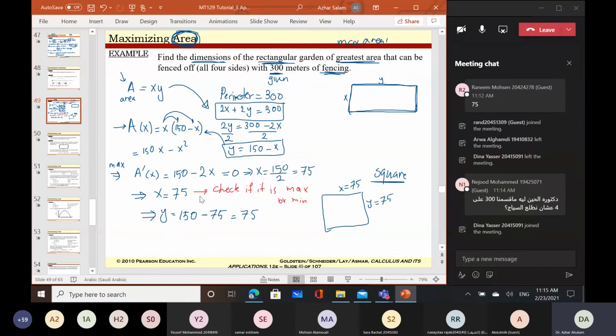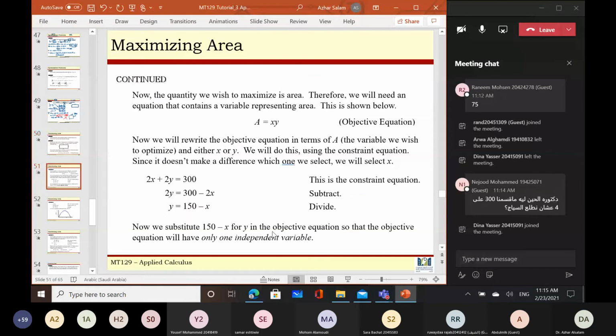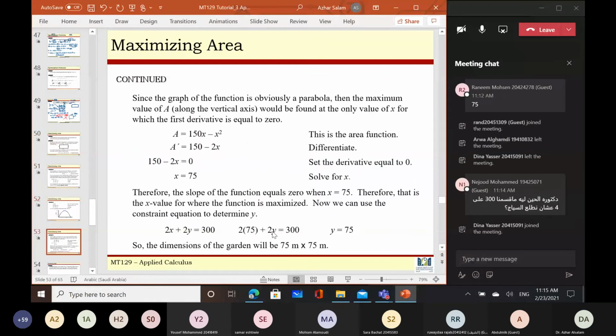Okay. If I use the second derivative test, it will be minus 2. I have here the second derivative of x will be minus 2. It will be negative for all values. معناتها لأي قيمة راح تكون concave down. معناتها أكيد راح تكون maximum. Okay, concave down like that. So it's for sure maximum.